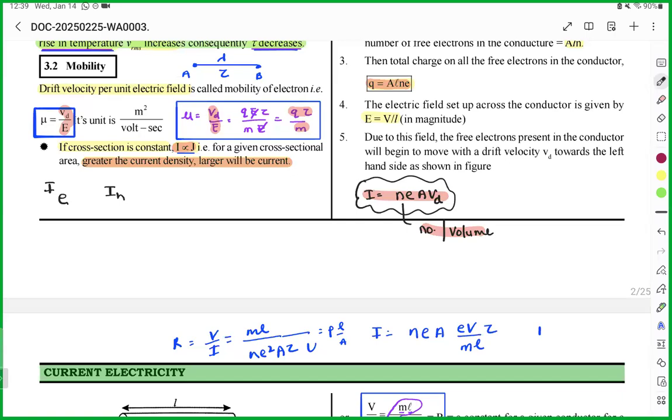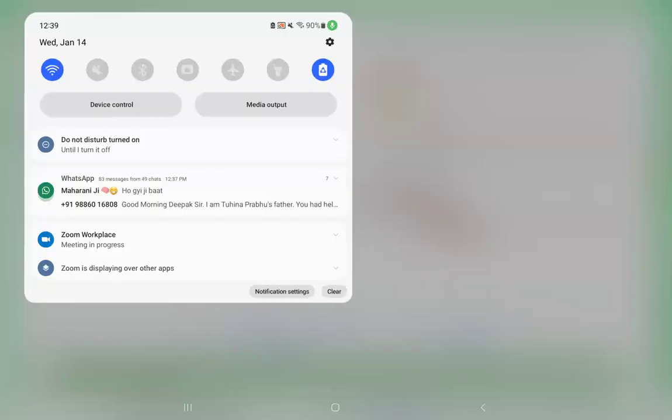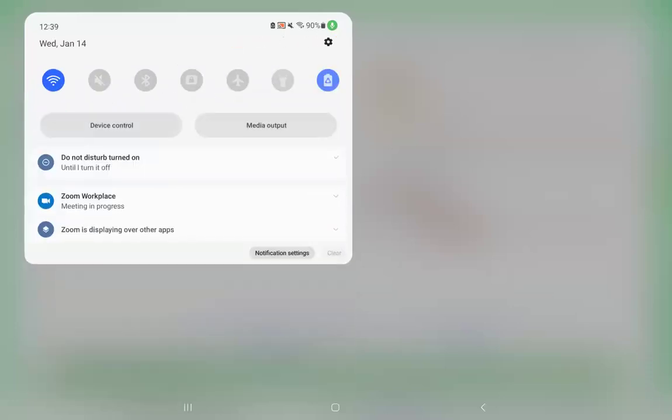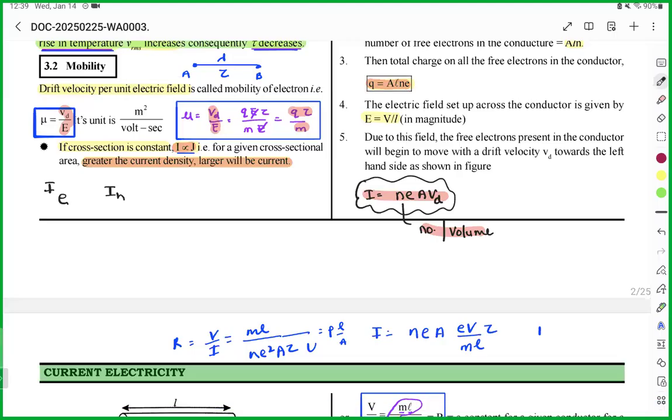Yes, this is true. So that's why I said the mobility of electrons is more, sir. Yes, mobility of electron is more, but you have to tell me the reason. Smaller mass. Yeah, so mobility will be explained here.